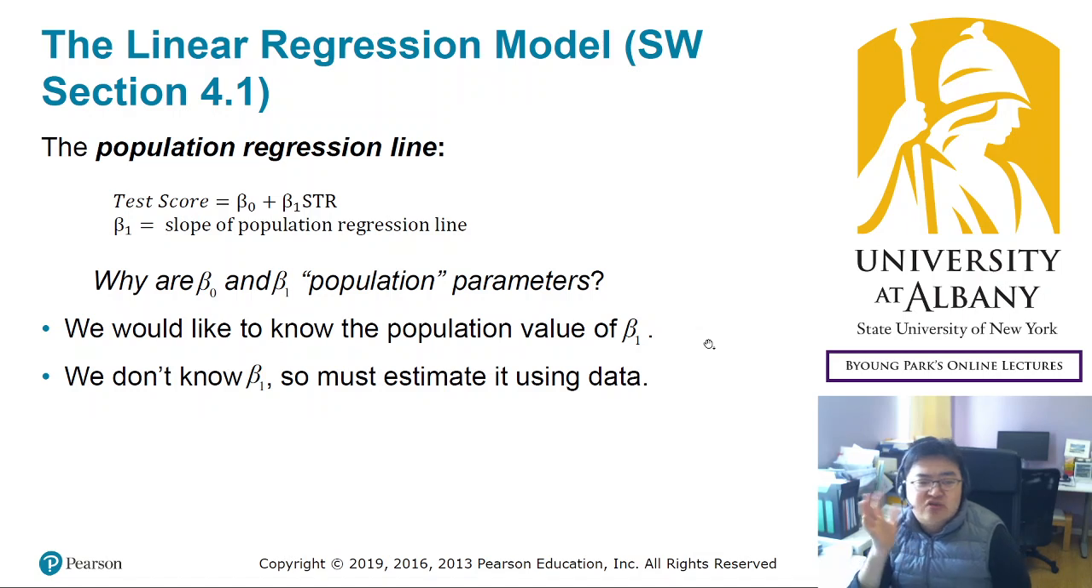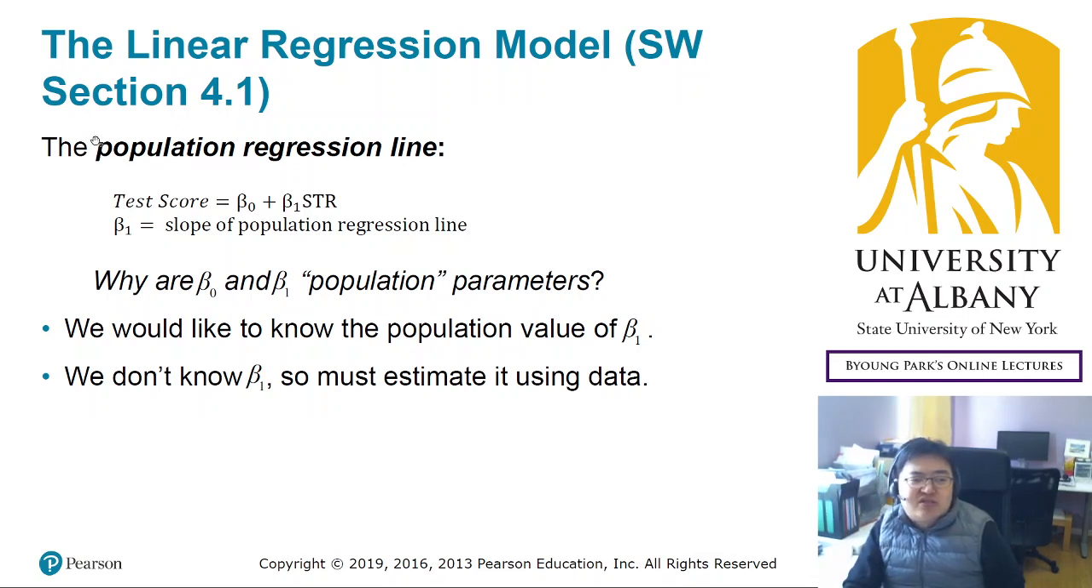And let's use more equations, more formal notation. So the population regression line. In the motivating example, I used 50 observations, but remember the difference between sample and population. The sample is finite observations, and the population is infinite number of observations. So I could not handle infinite number of observations, and there is nothing like that in reality.